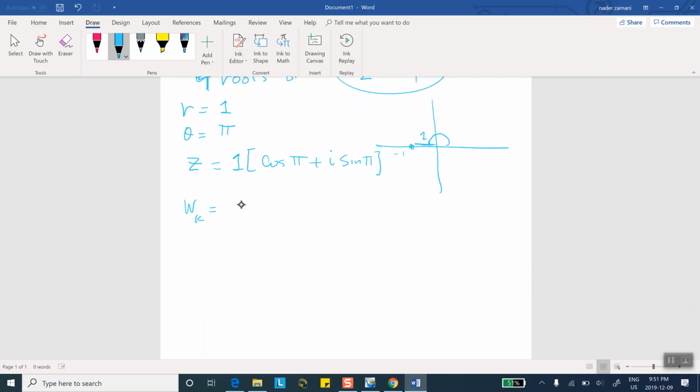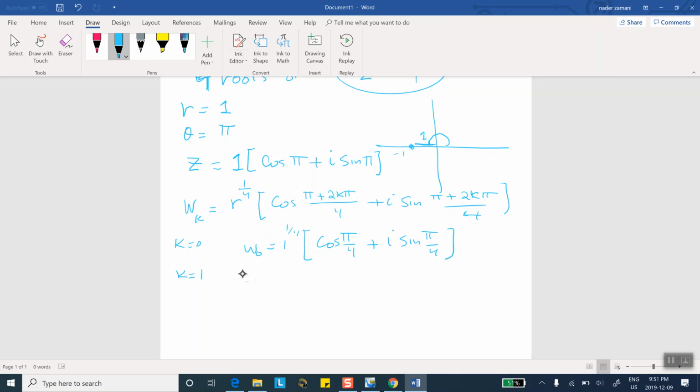w_k is going to be r to the 1 over 4 times cosine of (pi plus 2k pi) over 4 plus i sine of (pi plus 2k pi) over 4. Okay, so there are 4 of them. K equals 0, so w0. r is 1, so I'm not going to even bother writing it. 1 to the 1/4. When k is 0, you're going to get cosine of pi over 4 plus i sine of pi over 4. That's the first root.